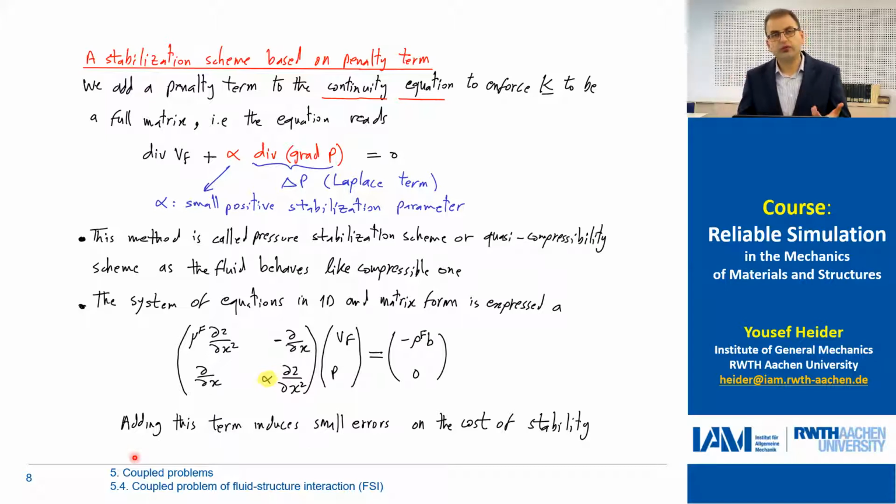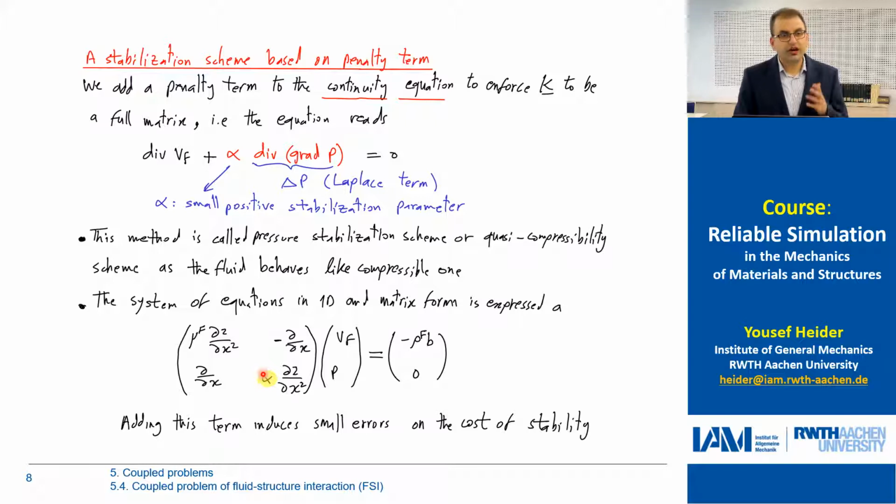In other words, we have to figure out some very small value of alpha so that we have a stable solution. At the same time, we should not apply a big value of alpha, or let's say let our fluid behave very much compressible, so that we will also get some wrong solution.